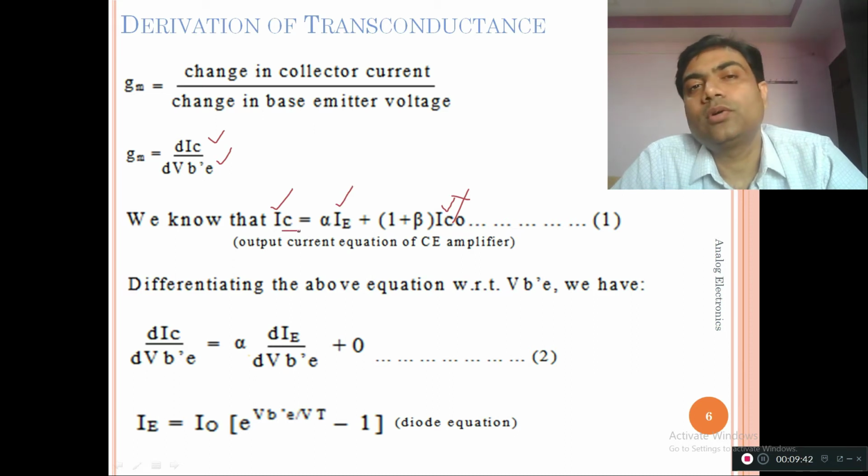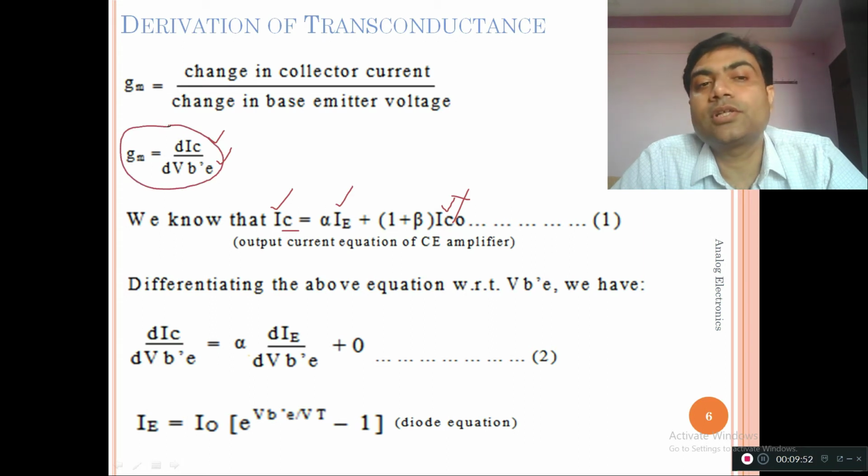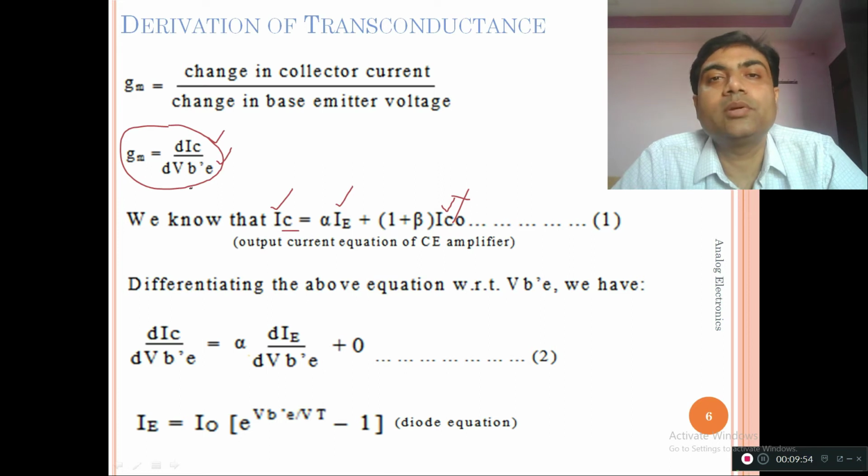So IC is equal to alpha I. Okay, so differentiating the above equation with respect to VB'E, because why are we differentiating? Because we ultimately want to calculate the change in IC with respect to the change in VB'E. So I'm going for the differentiation. When I differentiate, I will get this kind of equation.